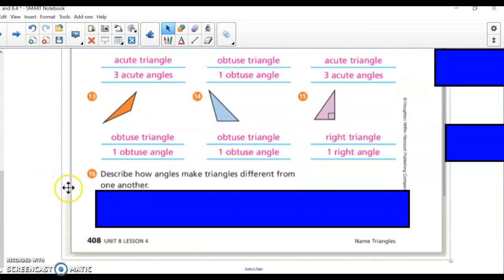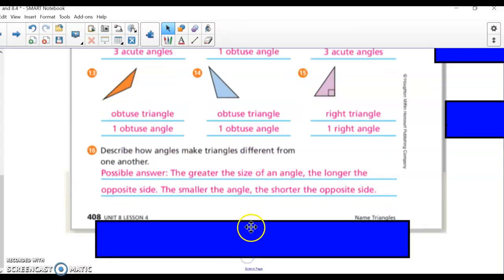And then the idea with number 16, describe how angles make triangles different from one another, and what they're looking at is the bigger the angle, like the obtuse here, the longer its opposite side is going to be. So if you have a small angle, that often leads to a shorter side. A larger angle leads to a longer opposite side. Okay, that's our first way of measuring triangles.